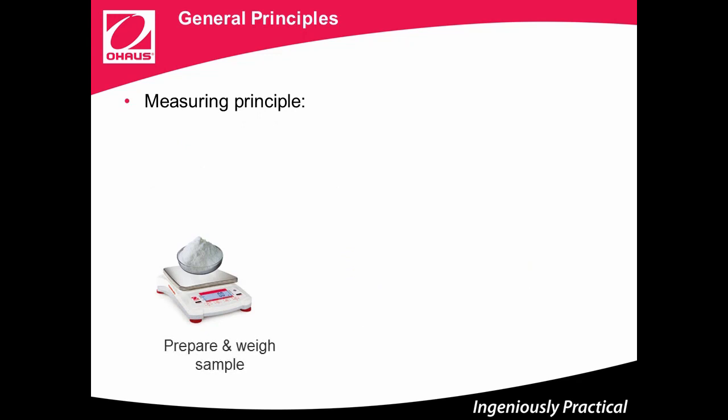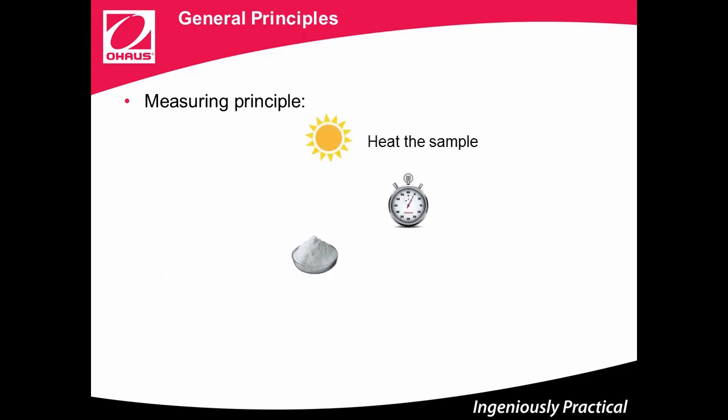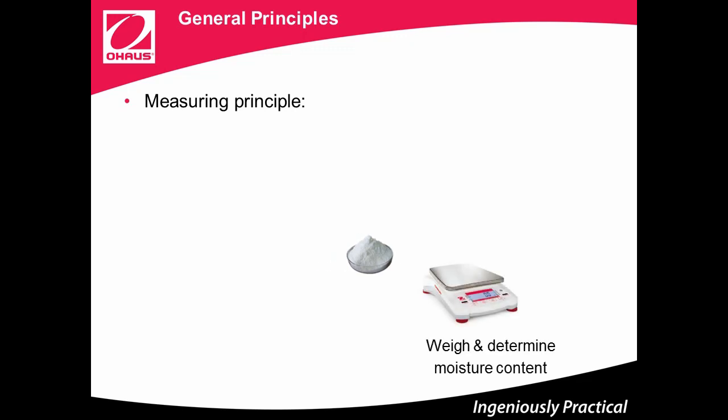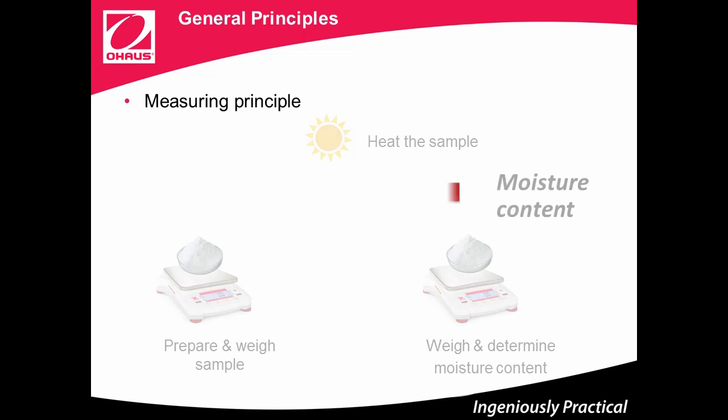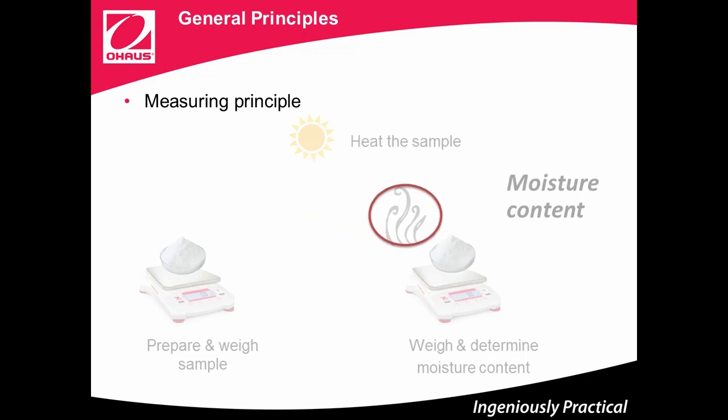There are 3 steps to get the moisture value. First, prepare and weigh the sample. Then, heat the sample for a set period of time to evaporate the moisture. Finally, weigh the sample again and calculate the moisture content. We are trying to measure what was evaporated or lost during the drying process. This is the moisture content.